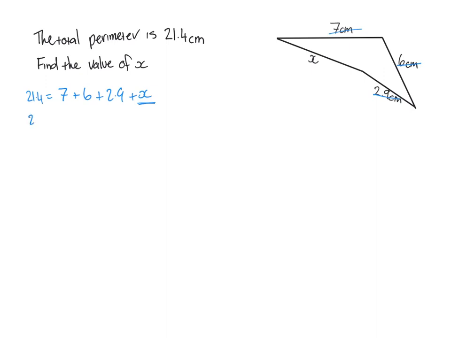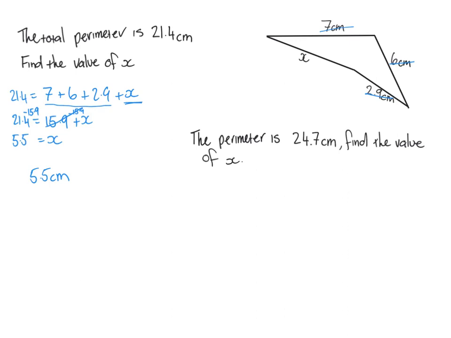So my first step would be, let's combine the like terms. So that's these ones here. So using my calculator, I would have 15.9 plus x. So 7 plus 6 plus 2.9 is 15.9. The next step would be, let's get x by itself. So let's subtract 15.9 from both sides. So using my calculator, 21.4 take away 15.9 is 5.5. And then over here, these two cancel each other out, so all that's left is x. So the value of x in this situation is 5.5 centimeters.